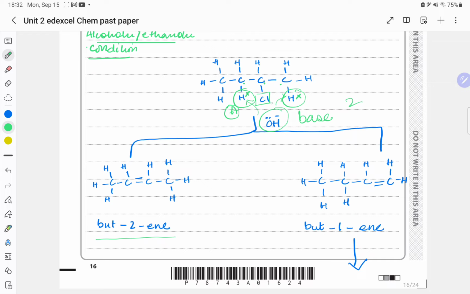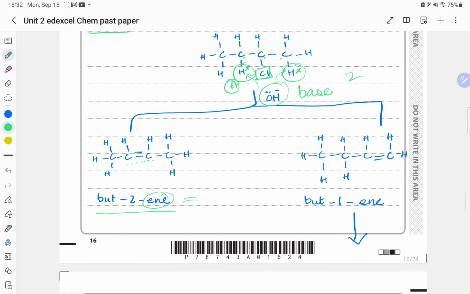Not only hydrogen is going to be eliminated, but Cl is also going to be eliminated. So in order for carbon to make its valency full, the valency of carbon is 4, it has to maintain that valency. We have got one extra bond over here, so that's why it's called ene. That means a double bond.